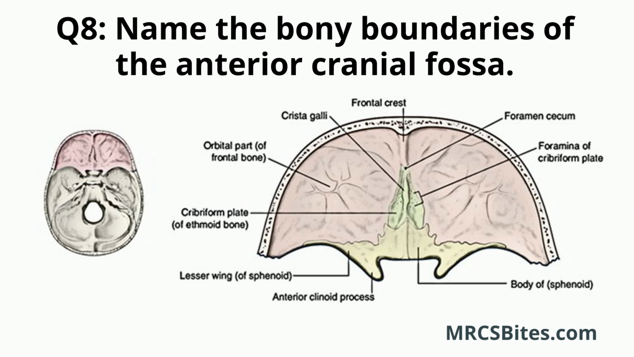Crista galli is a vertical projection rising from the cribriform plate, serving as an attachment point for the falx cerebri, a dural membrane. Lesser wings form the posterior boundary of the anterior cranial fossa. Anterior clinoid processes are extensions of the lesser wings. The anterior cranial fossa accommodates the frontal lobes of the brain and includes several important foramina and structures for the passage of nerves and blood vessels.